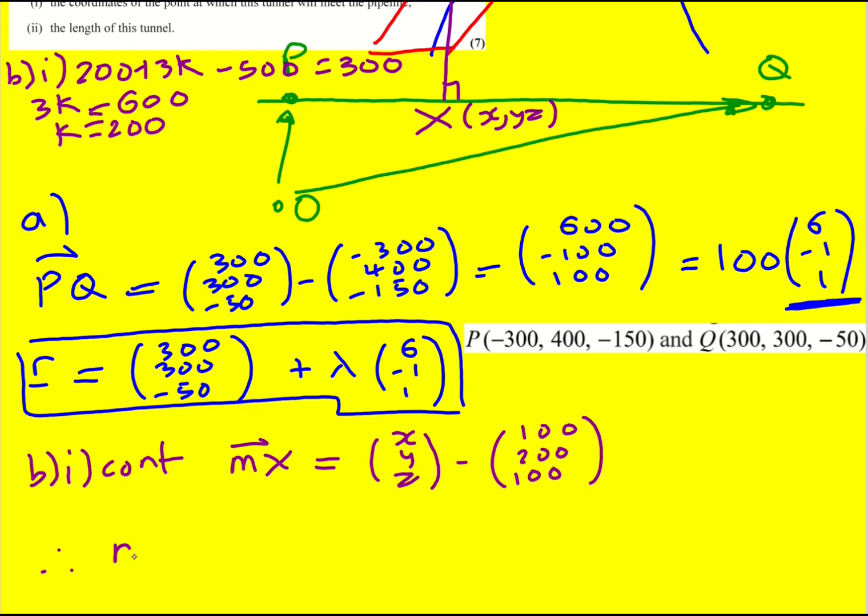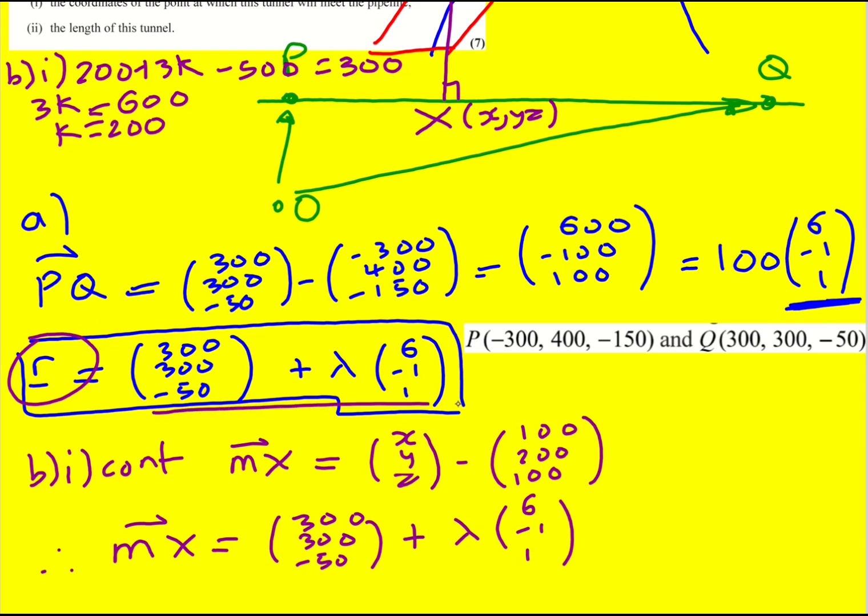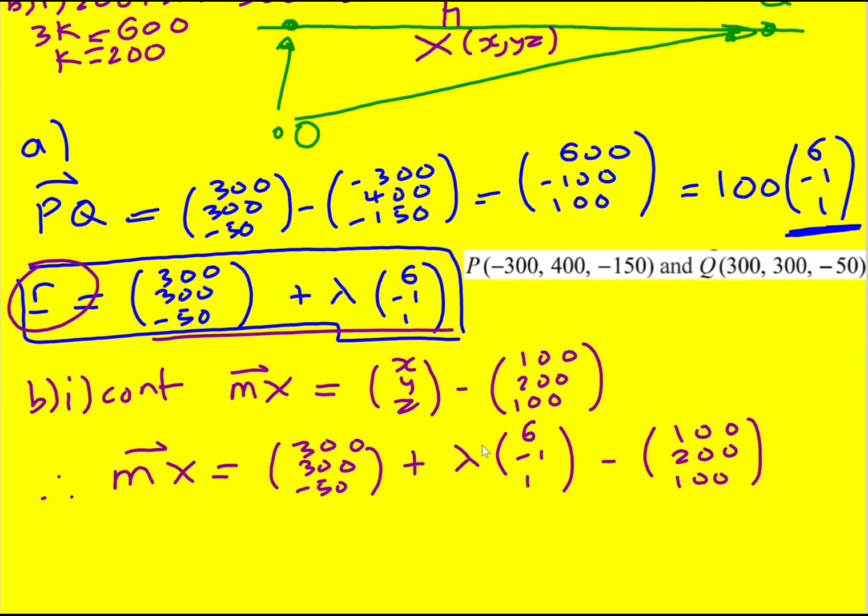So therefore, MX is also going to equal (300, 300, -50) plus lambda (6, -1, 1). I've just replaced (x, y, z) here by this, then minus (100, 200, 100). So I'm getting the vector equation of this line. And I'm going to have (200, 100, -150) plus lambda (6, -1, 1).